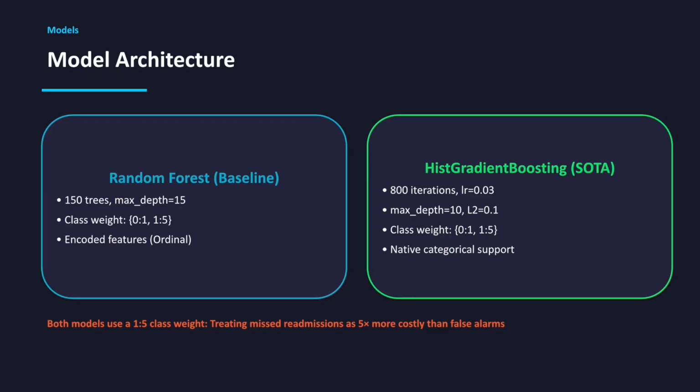Now for the model section, we compare two tree-based models to predict whether a diabetic patient would be readmitted within 30 days. The first model was random forest, which we used as a baseline. It uses many decision trees and combines their predictions, which makes it useful for handling non-linear patterns in tabular data. We used 150 trees, a max depth of 15, ordinal encoded features, and a 1:5 class weight.